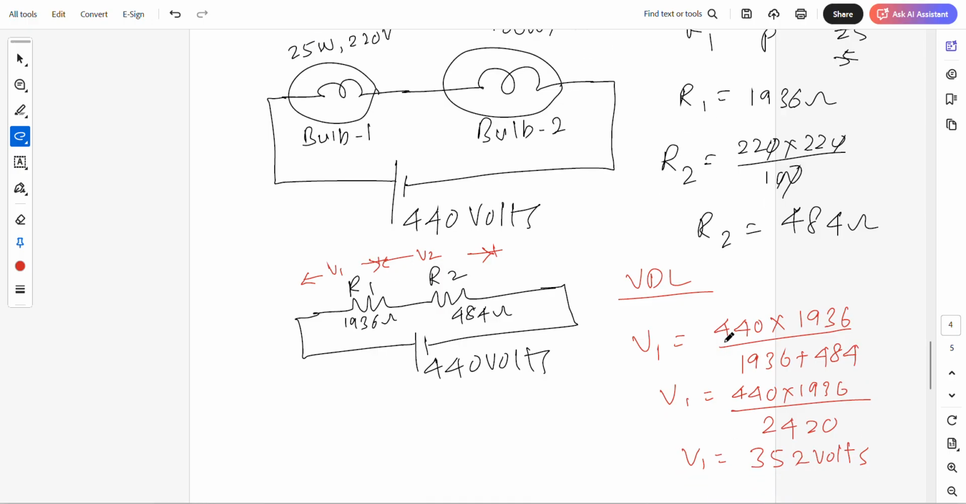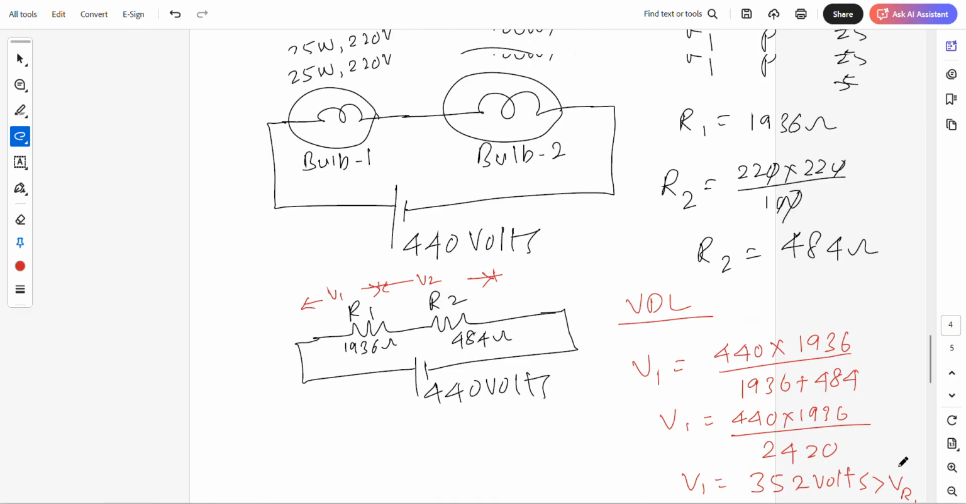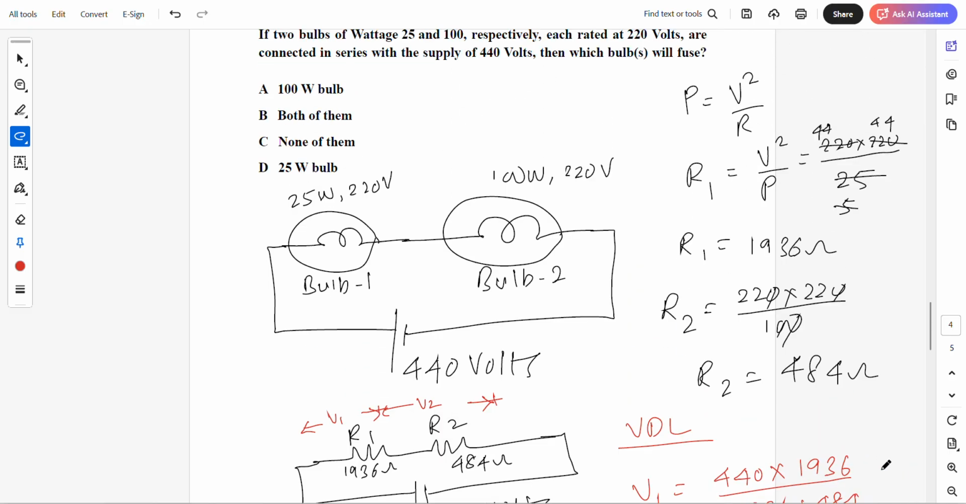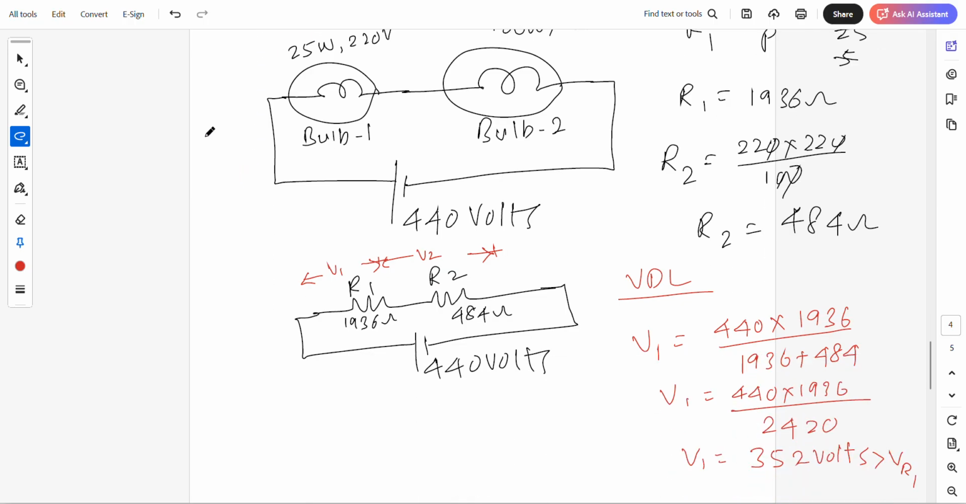Now just see here, 352 volts. Is it greater than the rated voltage? Yes, it is greater than the rated voltage of bulb 1. Now we can say very easily which bulb will fuse: the 25 watt bulb will fuse. Why? Because the voltage we are getting here, 352 volts, is more than the rated voltage.